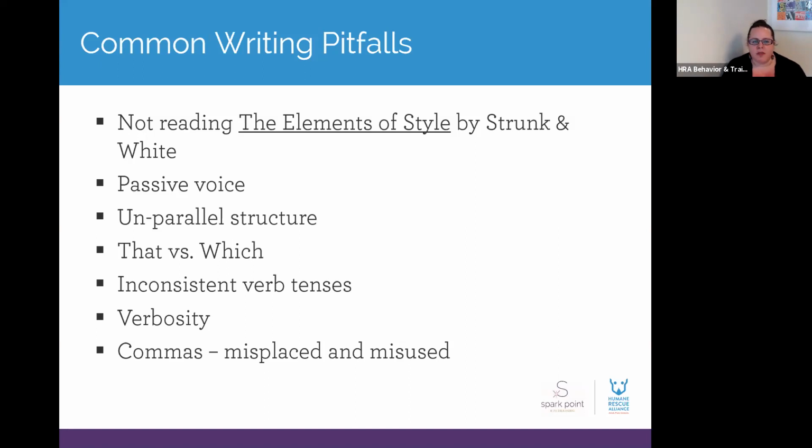One thing that I find really helpful is the book Elements of Style. It was written a long time ago, but it's still very relevant, and it's actually quite easy to read.